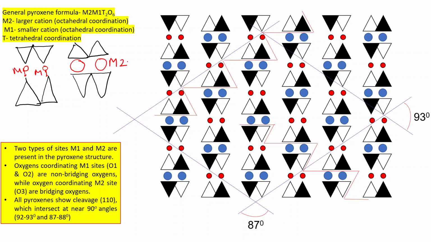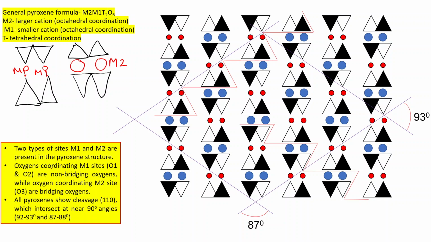So it becomes very logical that since M1 is placed between the apices, it is smaller in size. M2 is placed between the bases, it is larger in size. So these two types of site, the M1 and M2, are present in the pyroxene structure. Now oxygens coordinating M1 sites are non-bridging oxygens. I'll come to that again in the next slide.